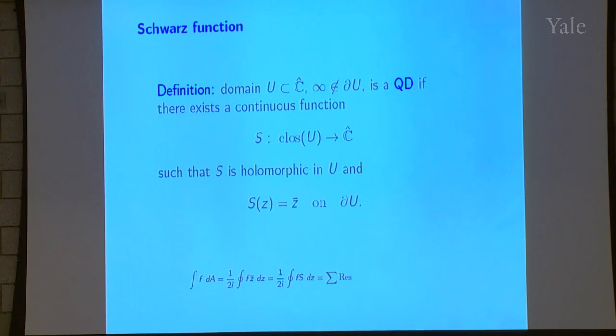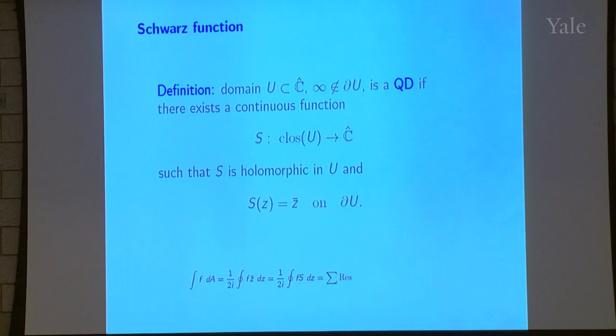So here's the definition of the Schwarz function of a quadrature domain. Suppose we have a domain U on the Riemann sphere. C hat is the complex plane plus infinity, but we assume that infinity is not on the boundary. The domain can be bounded in the complex plane or unbounded. This domain is called a quadrature domain if there exists a continuous function, the Schwarz function S, in the closure of the domain, which is holomorphic in U, and on the boundary the function is equal to z bar. I said holomorphic in the sense of mapping to the Riemann sphere, so you can use the term meromorphic.